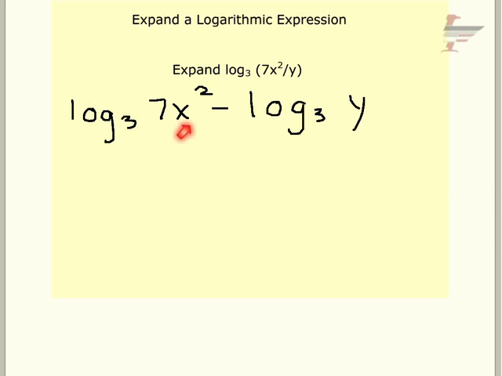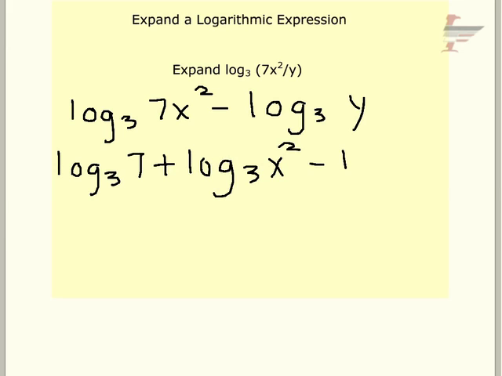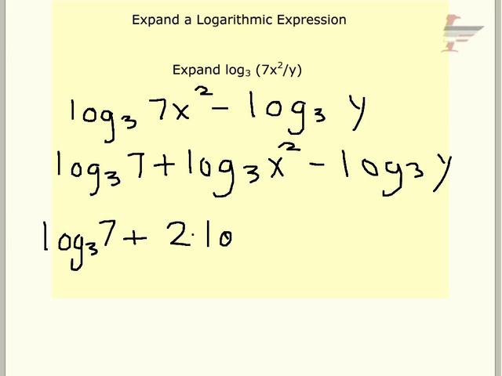But this is a product, so I'm going to undo that first. So log base 3 of 7 plus, because it's a product, log base 3 of x squared, and then of course minus log base 3 of y. So again, because this was a product, I separated the 7 and the x squared with addition. So this one's done, that's just a number, that one's done, but now I have a power here, so last but not least, I pull that power out front and multiply it times the log, and we're done.